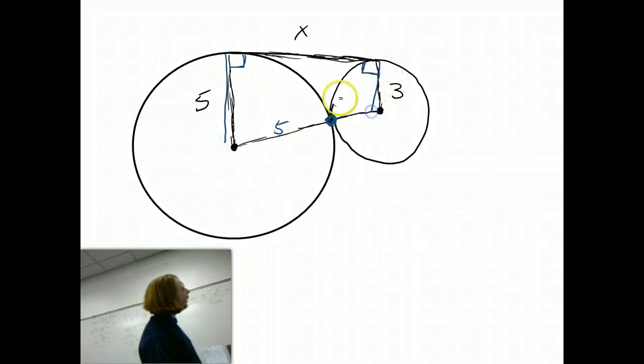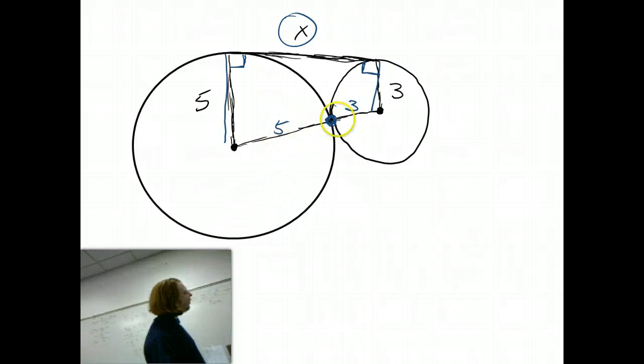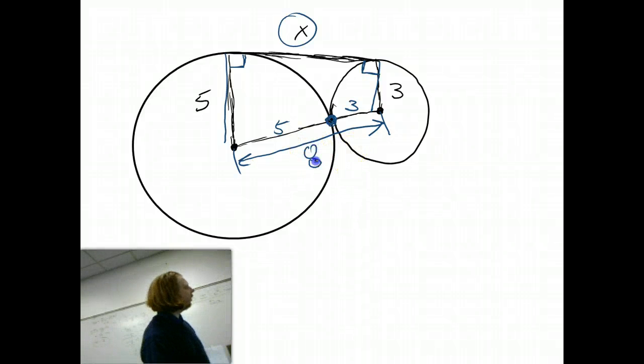If this length is 3, that length is 3. The question was, what's this guy up here? If I know these two lengths are 5 and 3 respectively, then I can get you the whole length of this whole segment right here. That would be 8. But x doesn't equal 8. Nope, x is not 8.